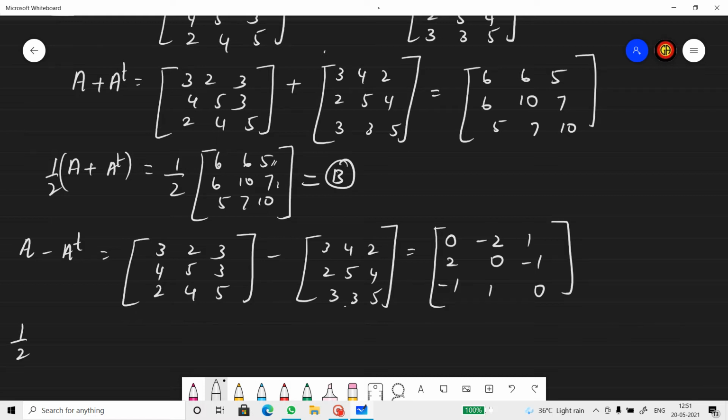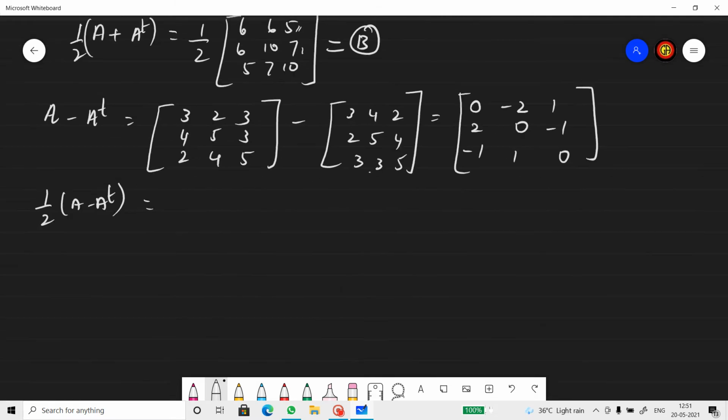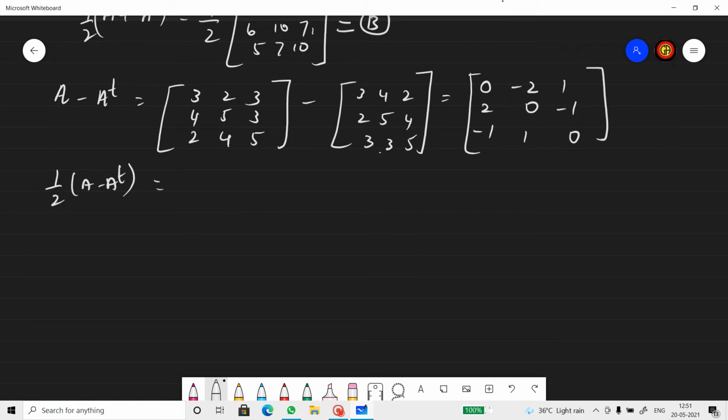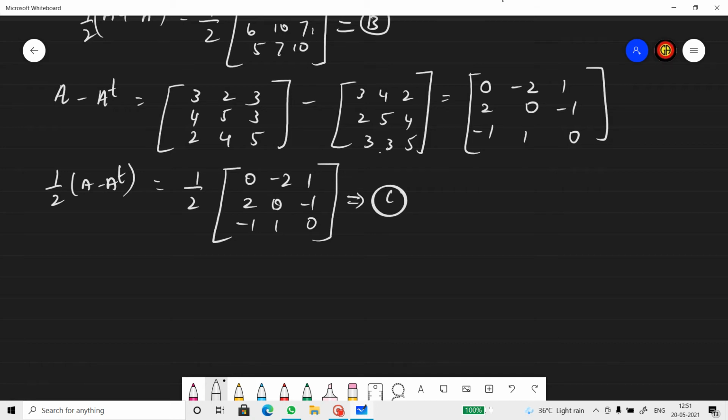And then half of A minus A transpose. So what is half of A minus A transpose? If all numbers are divisible, then divide by 2, otherwise keep the half outside. So 0, minus 2, 1, 2, 0, minus 1, minus 1, 1 and 0. Alright, now I have to give a name to this matrix, and I name this as C.